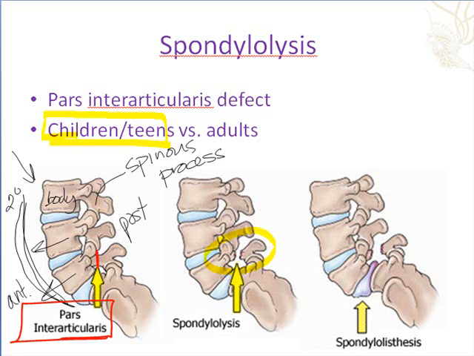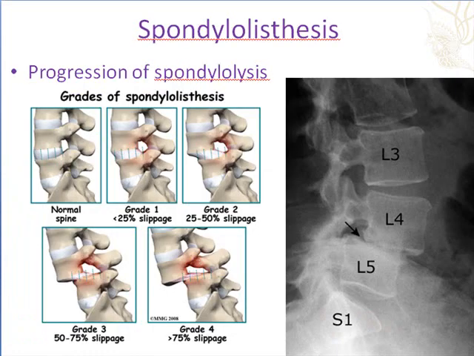If slipping forward begins to occur, like we see over here where this vertebra is now slipping forward, then we have a condition called spondylolisthesis. So spondylolisthesis is a progression of spondylolysis. Now, I want to say one thing real quick here. Particularly in older people, you don't have to have spondylolysis first in order to get spondylolisthesis. But it's very often the case that you'll start with spondylolysis and then progress to spondylolisthesis.